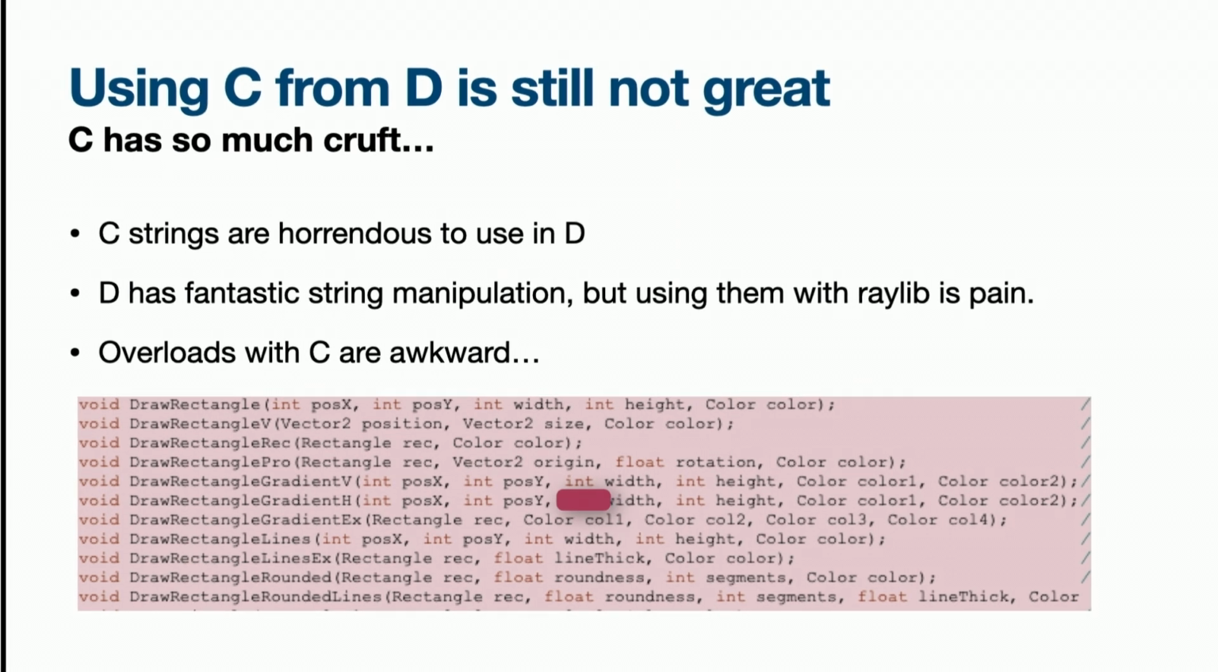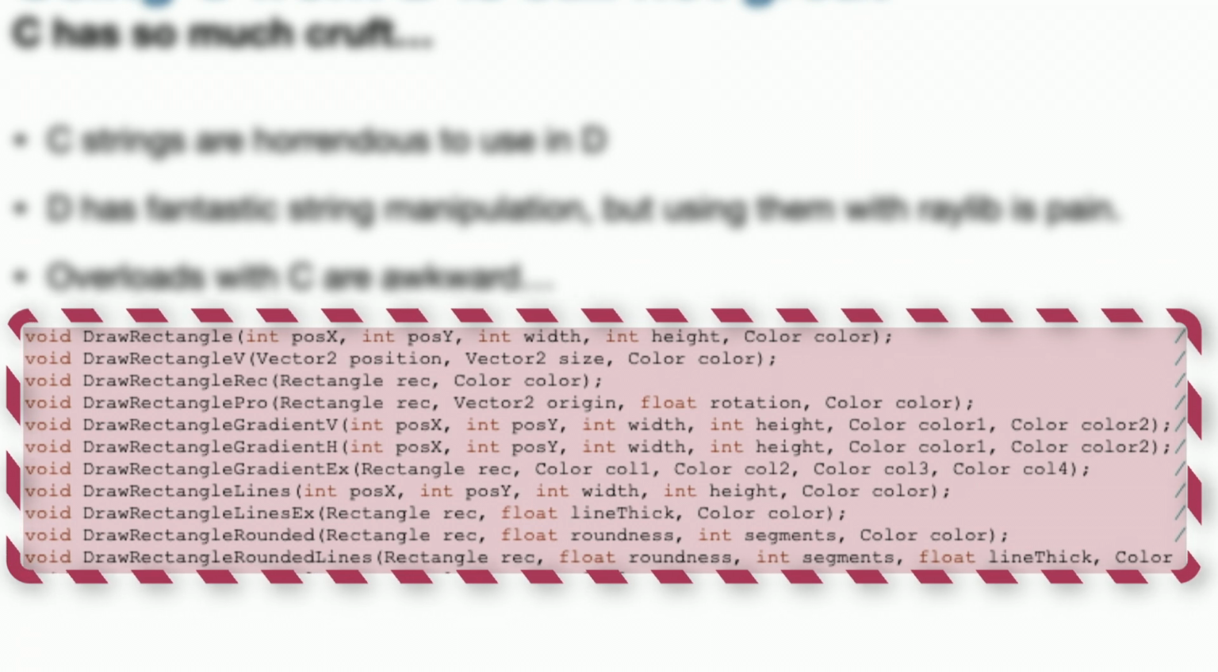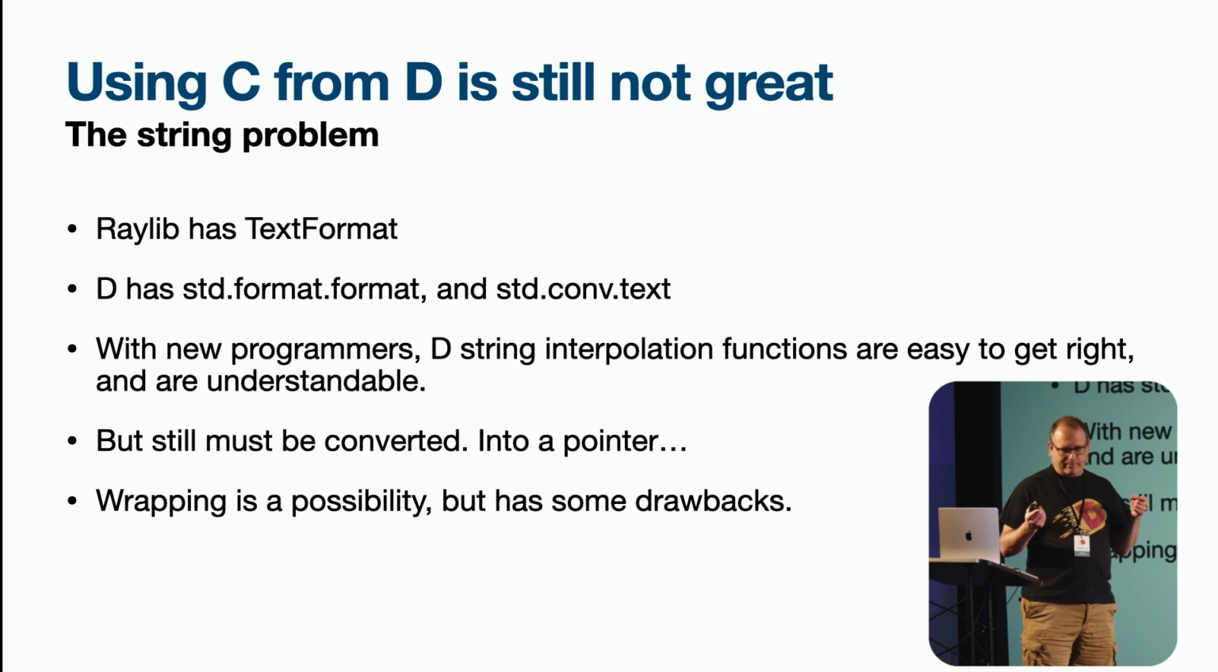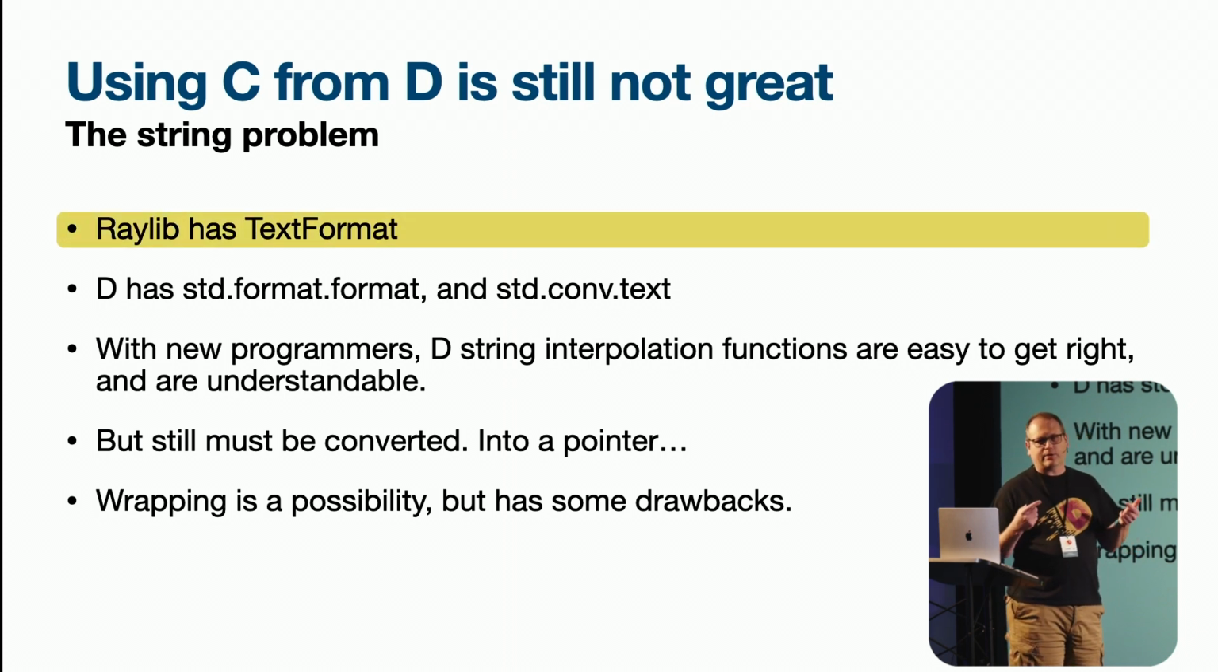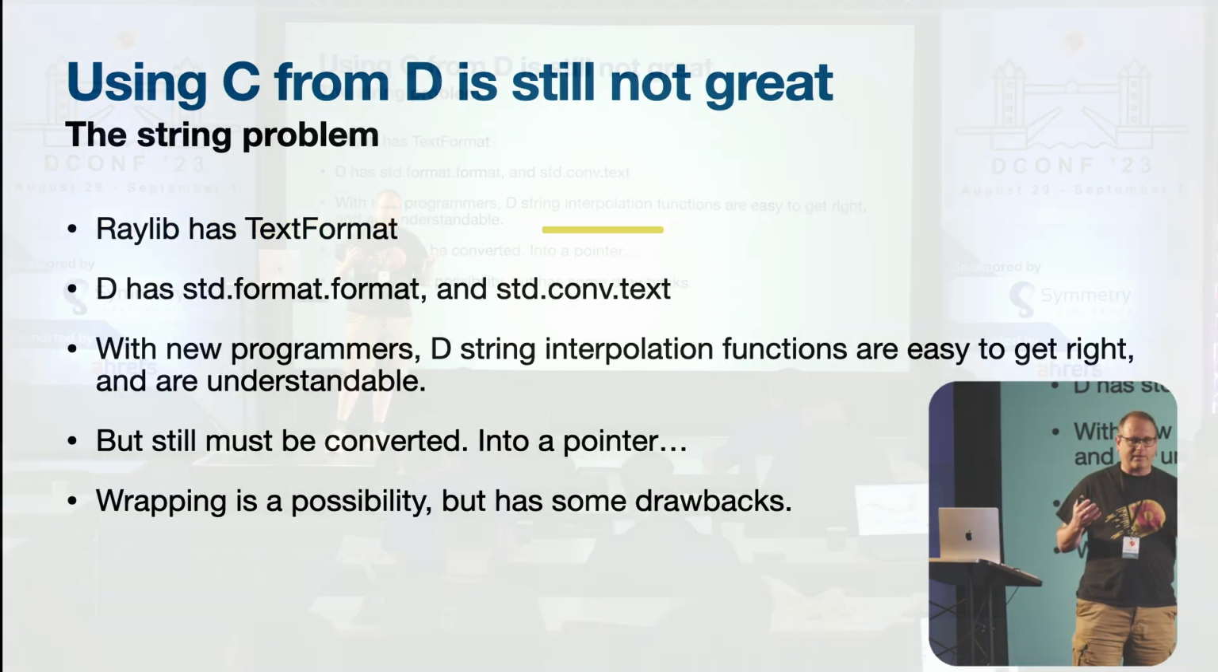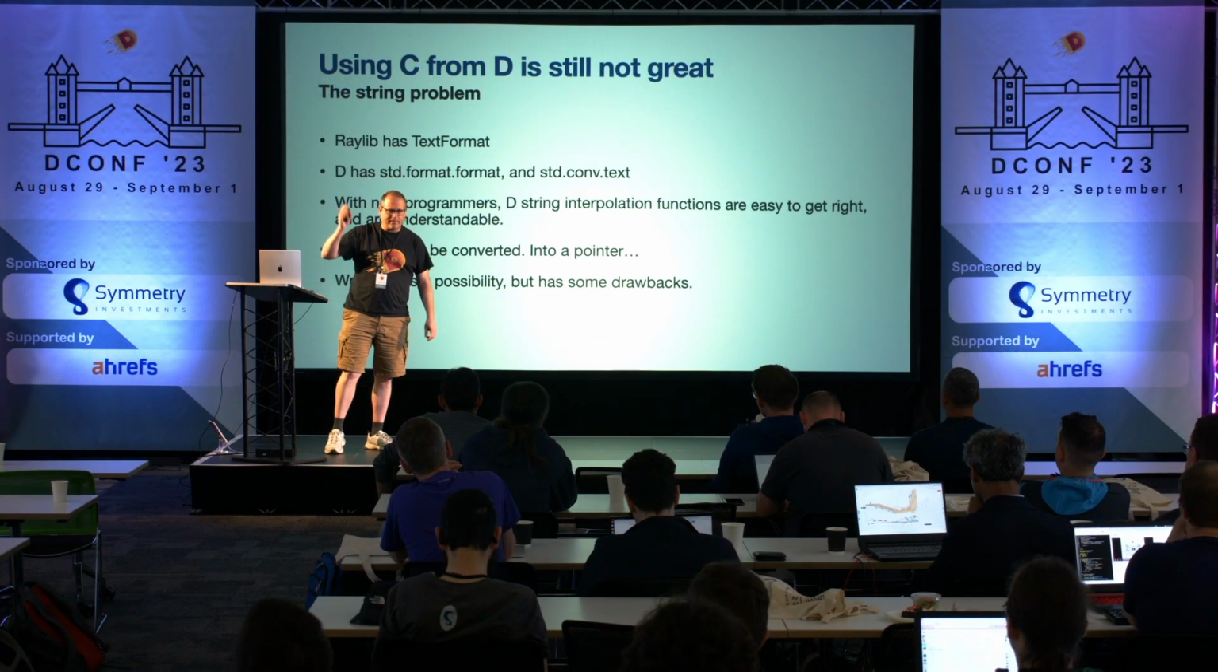D has fantastic string manipulation, but then using it with raylib is a pain because you have to convert to C strings. And then this is a list of all the ways you can draw a rectangle in C. With all the different functions, you have to match the name with the types. And I think we could just do that all in one overload. Just to talk about the string problem here, raylib has this function called text format. So text format is essentially sprintf. Does everyone know what sprintf is, right?